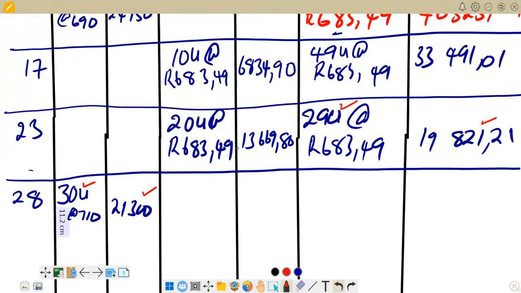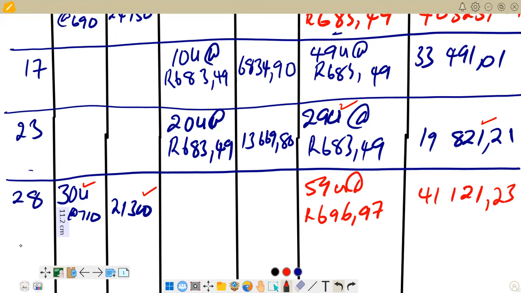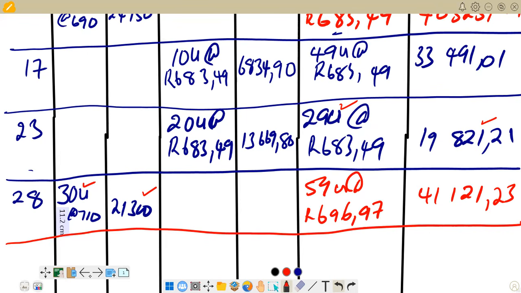So on the balance section, for the units, we are now saying 29 plus 30, and we are going to get 59. So we now have 59 units at the average that we got there, 696.97. And then on the total here, we are saying 59 times this one, and we get 41,121.23. So this is what we have on the 28th. Then we can just put a line there to show that we have ended the 28th. Then we go to see what we have next.